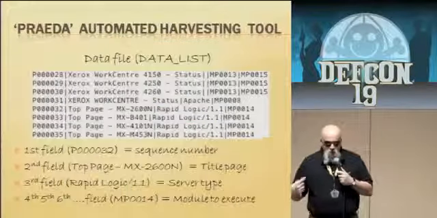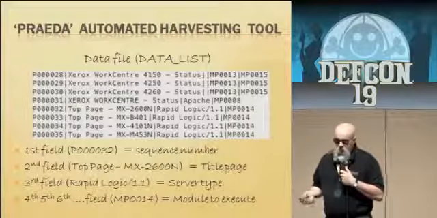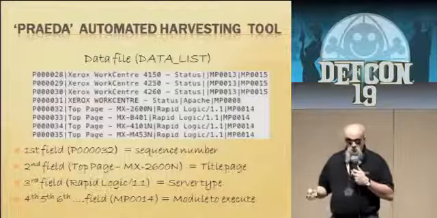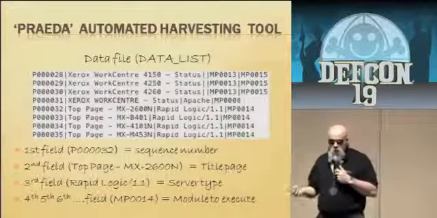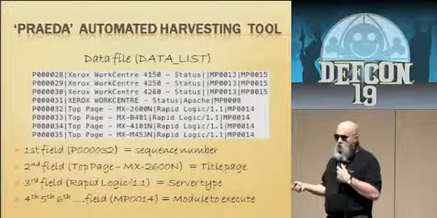This is the structure of the data file. There are 4+ fields in the data file. The first field is nothing more than a sequence number. The second and third fields are the method we use for fingerprinting. And the way that works is the second field looks at the title page of the multifunction printer.